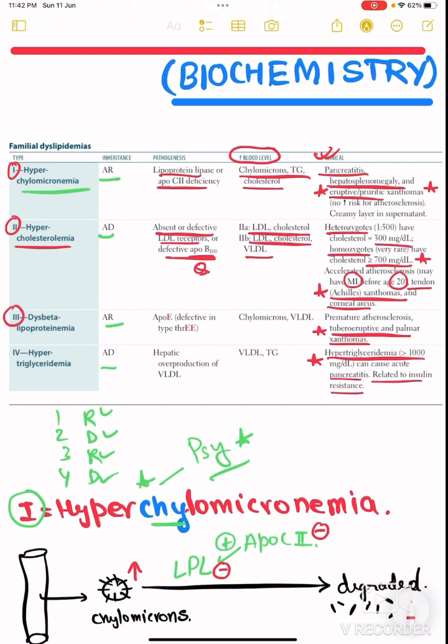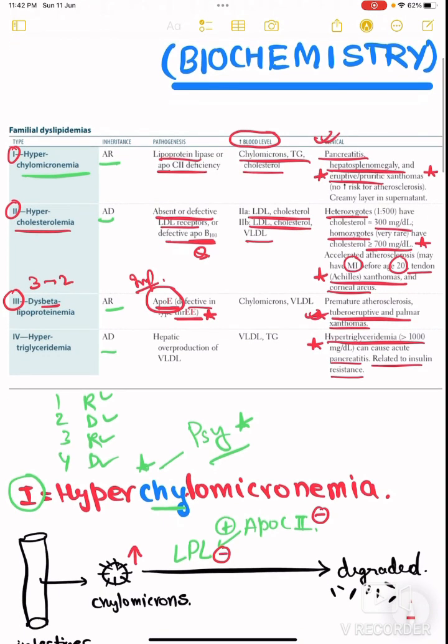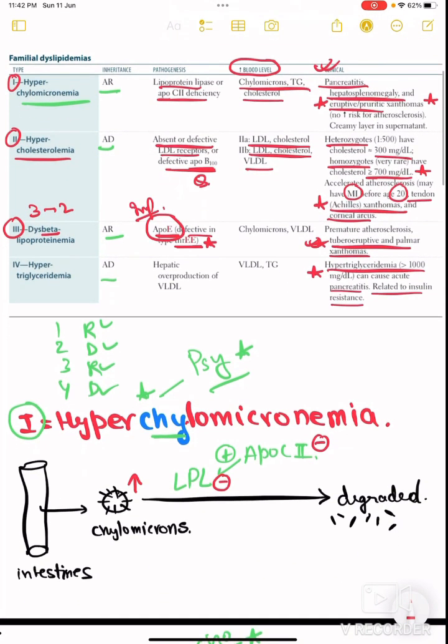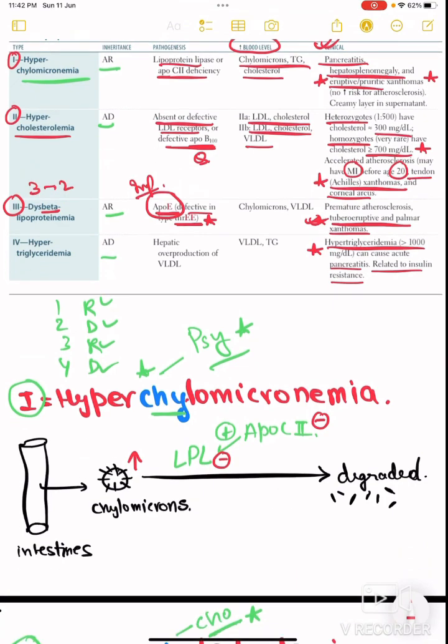Now coming to 3. Type 3 means 3 का 2, which means it is dysbeta-lipoproteinemia. When they say dysbeta-lipoproteinemia, it means ApoE is defective. So these are the ways you can remember. If it is given in your question that ApoE is defective, then it means dysbeta-lipoproteinemia, and if it is beta, it means 3 का 2, which means type 3. And they will give you tuberoeruptive and palmar xanthomas as a very important keyword for you to identify the disorder. Now coming to type 4.